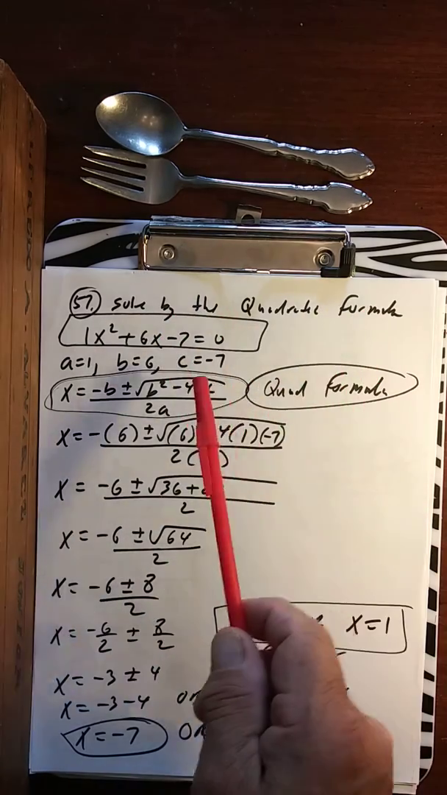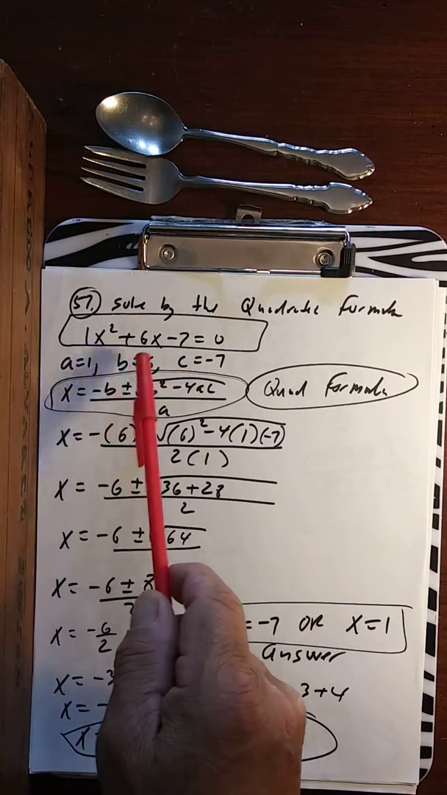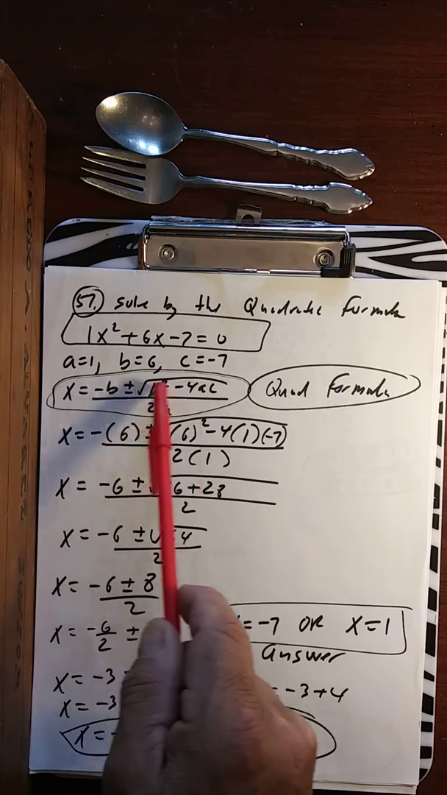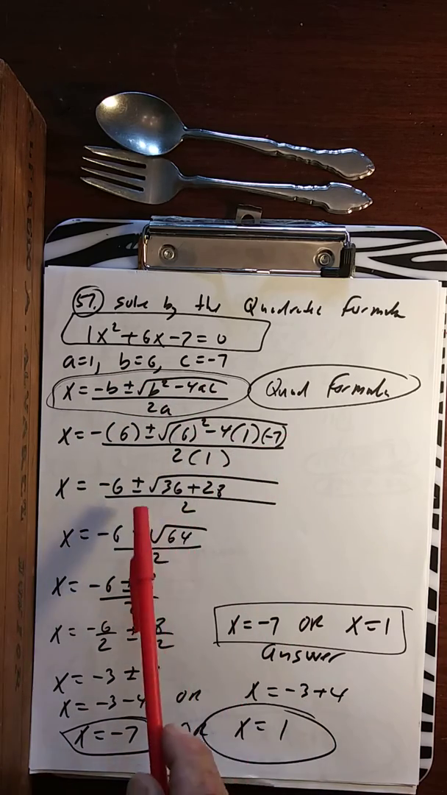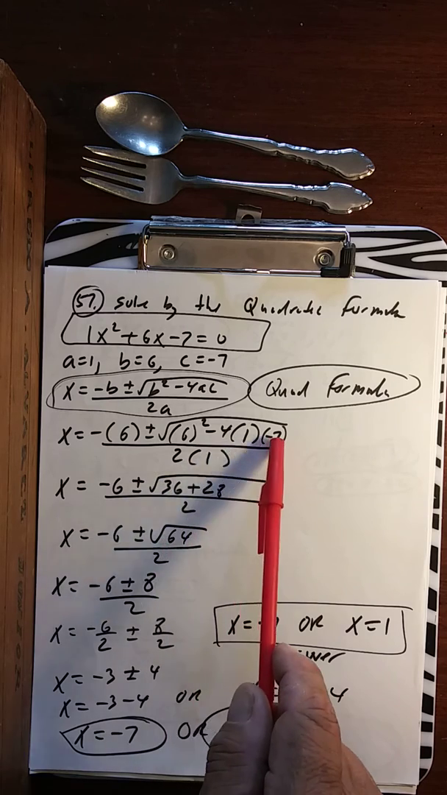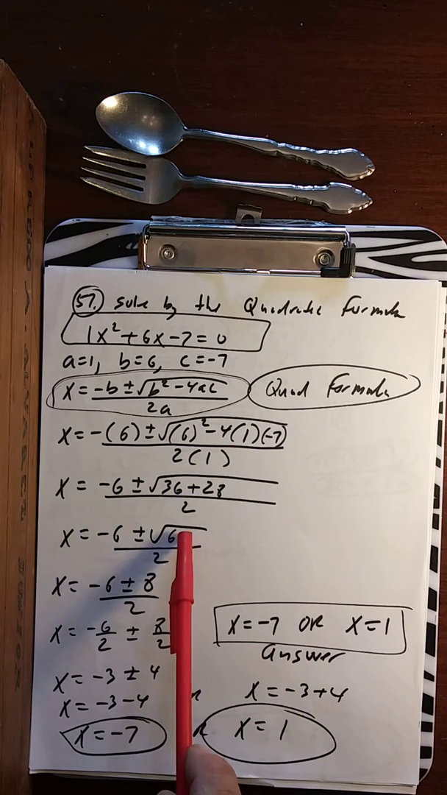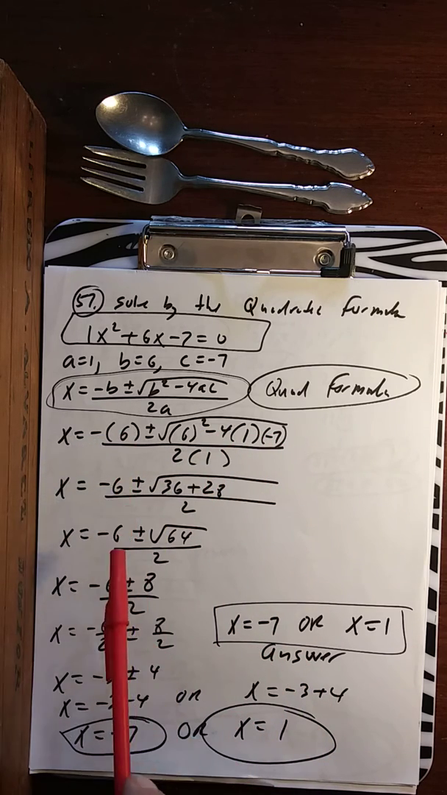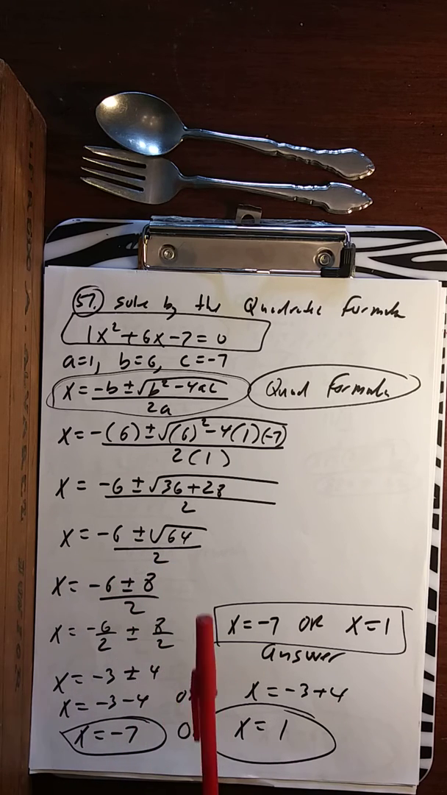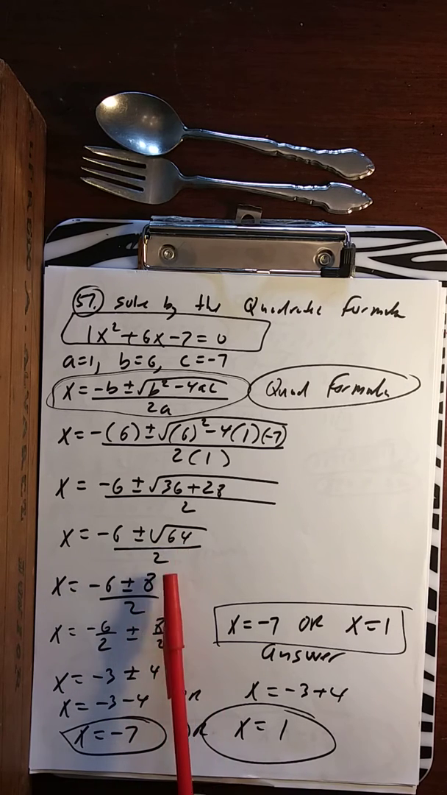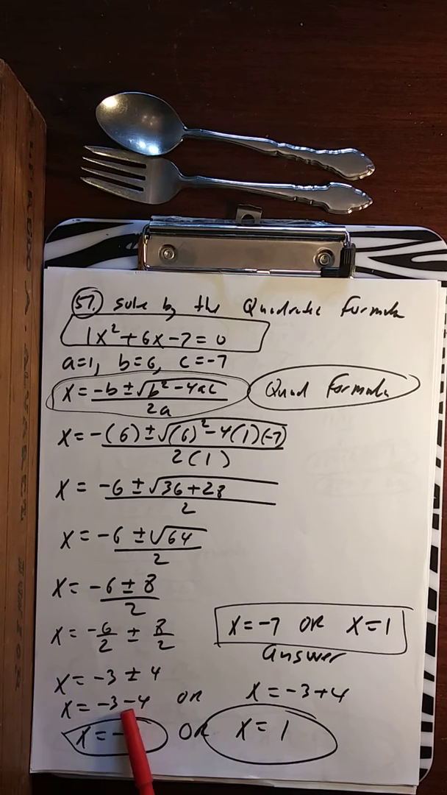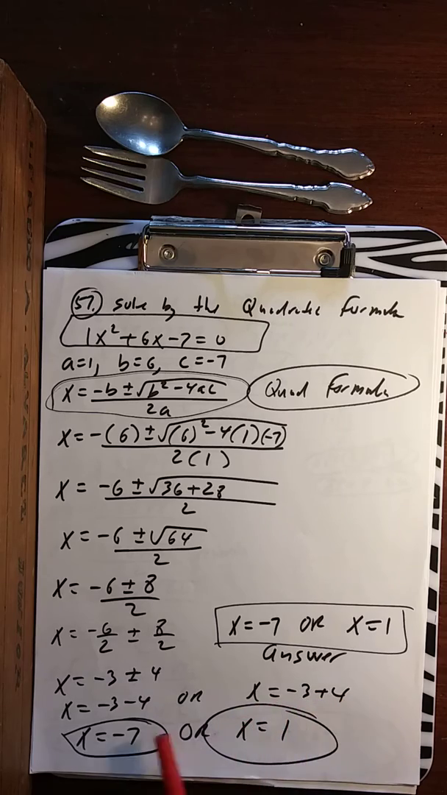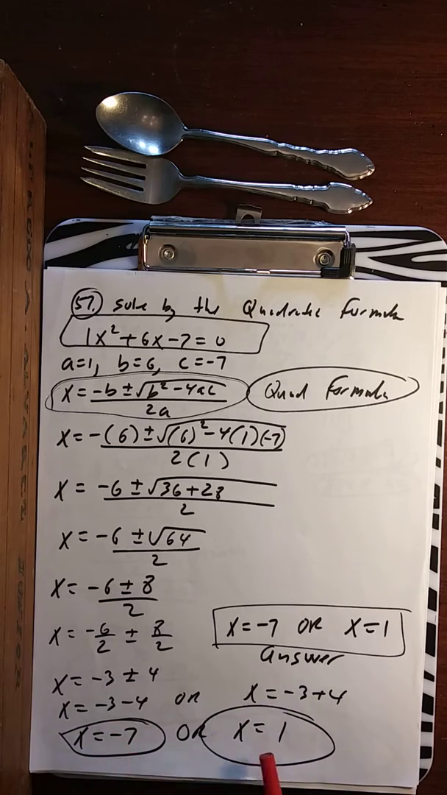Solve by the quadratic formula. So find A, B, and C from there. Put them in the formula. That's going to be 6 and 6, 36. That turns out to be a positive 28. That's 64. Negative B is negative 6 over 2. So now we have square root of 64 is 8. Divide by 2. So that's going to be negative 3 plus or minus 4. So negative 3 minus 4 is negative 7.